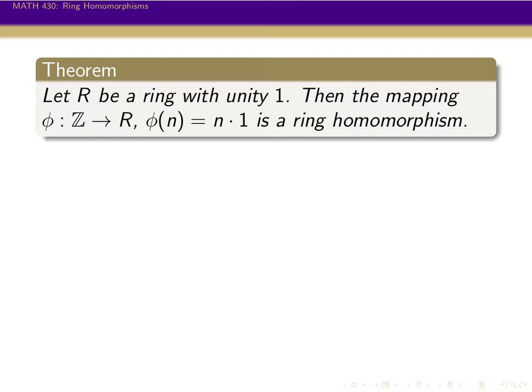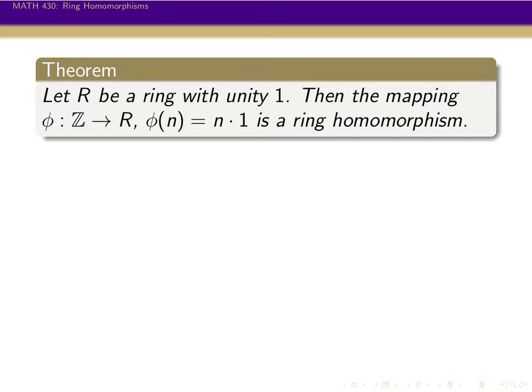Okay, so now let's get to some theorems that we will prove right now. First, let R be a ring with unity. Then there is a mapping from the integers to R that sends n to n times 1. If n is positive, we're thinking of this as 1 plus 1 plus 1, n times. If n is negative, we're thinking of it as negative 1 plus negative 1, and so on, n times. Okay, so for the proof of this, there's really not all that much to prove here.